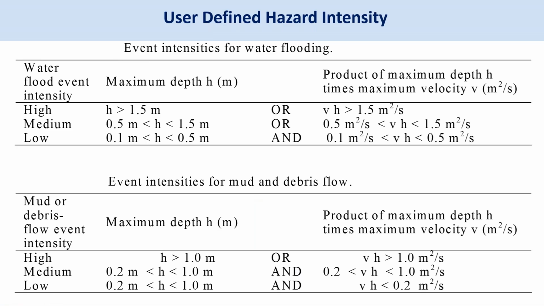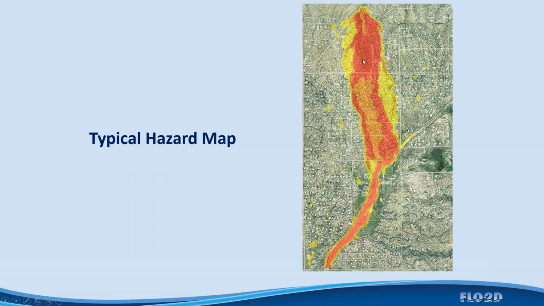So you can define these in the mapping tool we have, which is Mapper, and you can define these limits if you want. We make some suggestions for you, and you would do like the maximum depth, or the product of the maximum depth times the velocity, or either one. You can do it that depth and v squared over 2g, or v squared times h over 2g. So the typical hazard map looks like this.